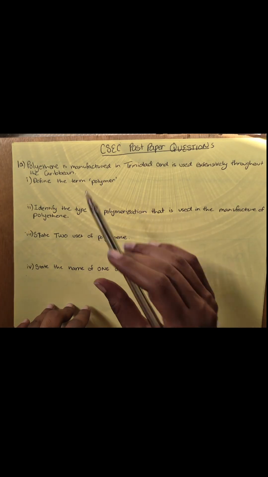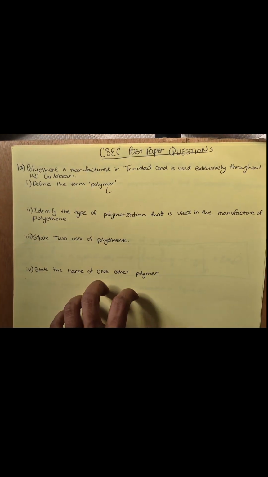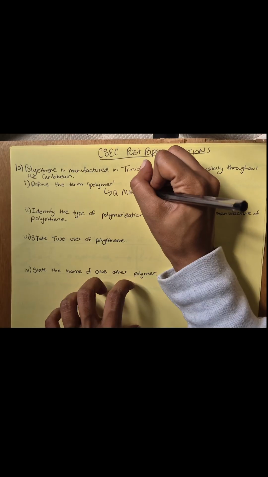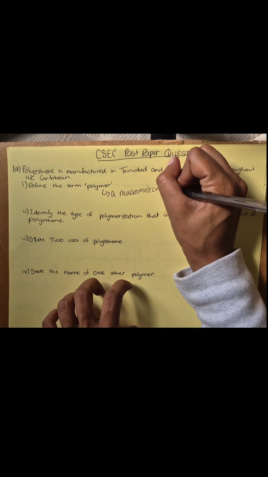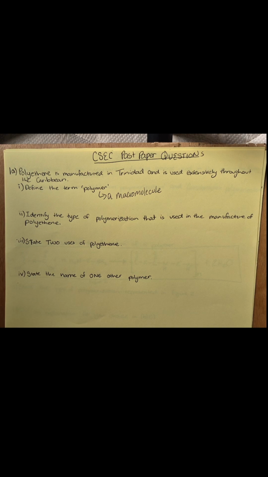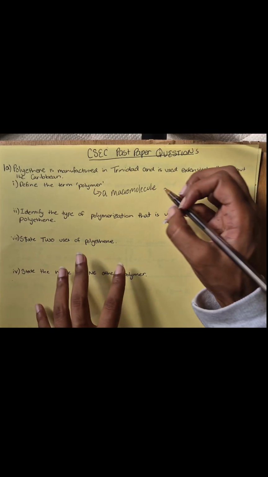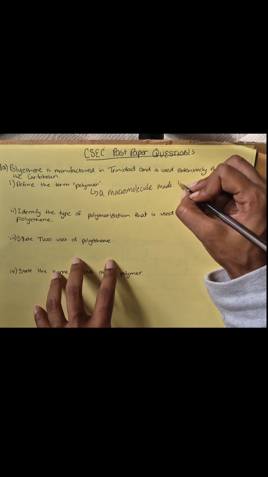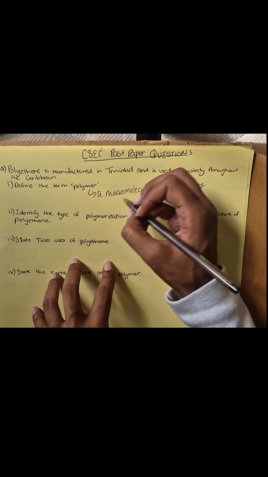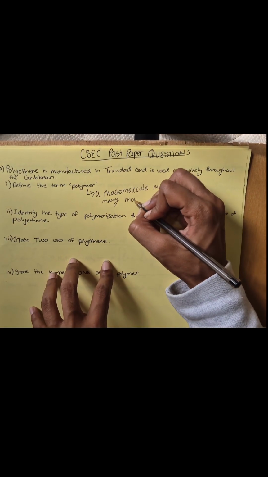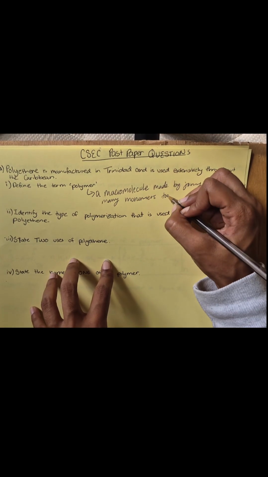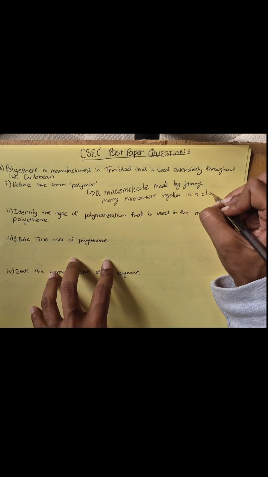Question 1. Polyethylene is manufactured in Trinidad and is used extensively throughout the Caribbean. Define the term polymer. So that's pretty easy for us. We know a polymer is a macromolecule or a large molecule, whatever you want to say, that's made by forming a long chain of monomers or linking together many monomers into a chain. So a macromolecule made by joining many monomers together in a chain, something like that. You don't really even have to say in a chain because you already got the point so far.